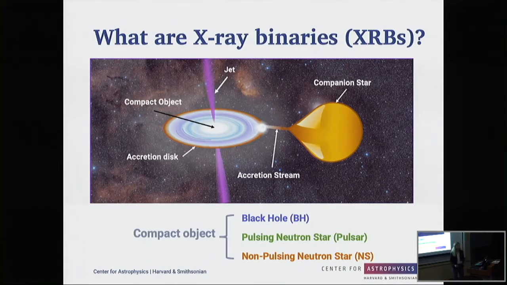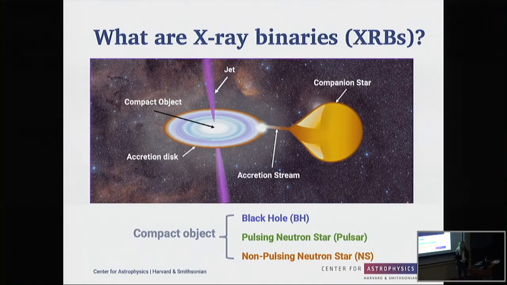So X-ray binaries consist of a compact object together with a main sequence or supergiant companion star, and they're orbiting their common center of mass. So this compact object, which we have here in the center, can be a black hole, a pulsing neutron star, or a non-pulsing neutron star, or a white dwarf. In this study, we focus on the first 3 because our instrument isn't sensitive to those that have white dwarfs as their compact objects.